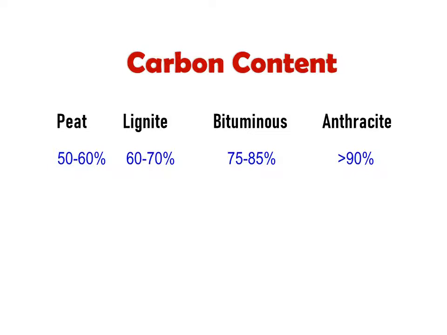Peat is the lowest category of coal, followed by lignite and then bituminous, and the top position is anthracite. Thus, since anthracite has the highest amount of carbon, this particular coal is very costly. Peat is very cheap. Anthracite takes a huge amount of time to get ignited.